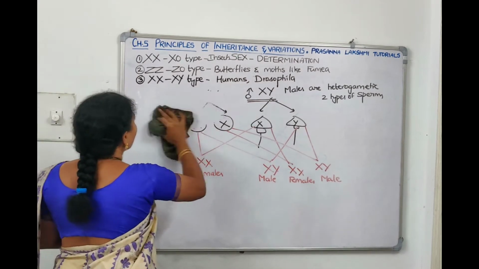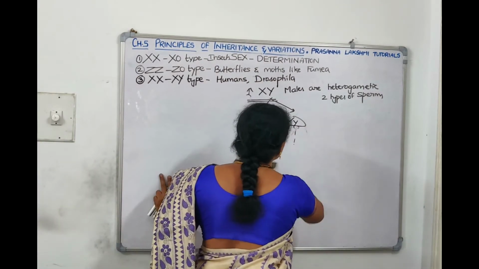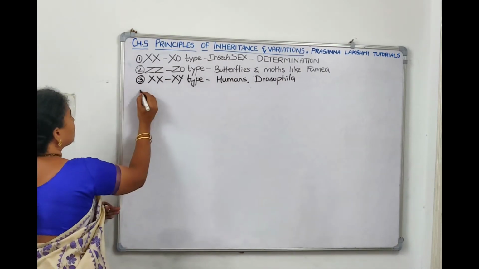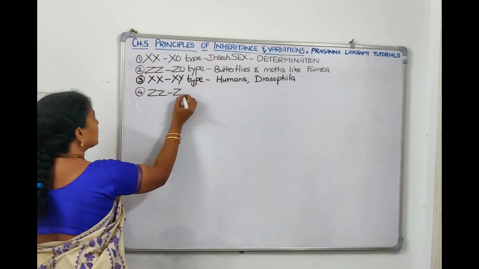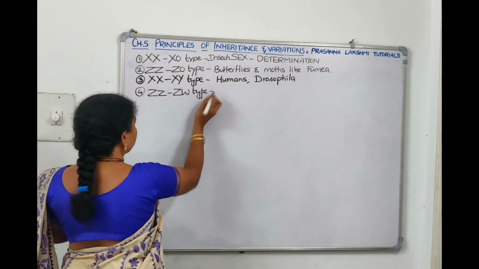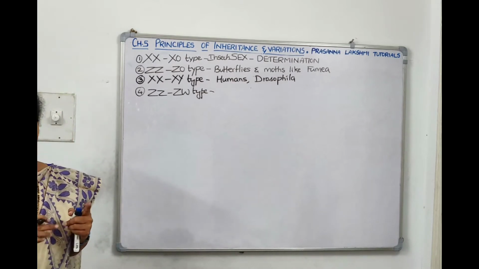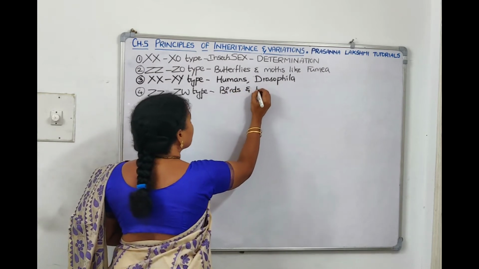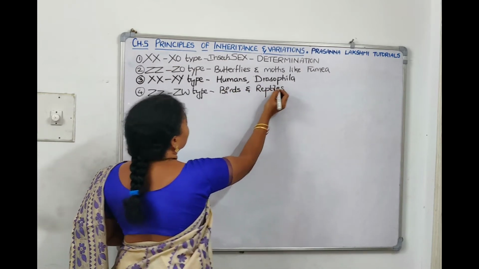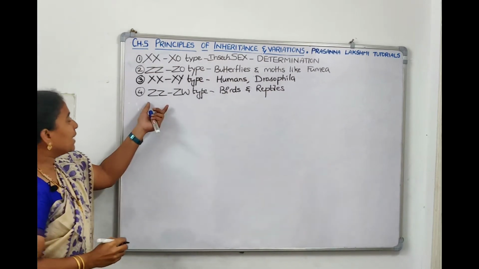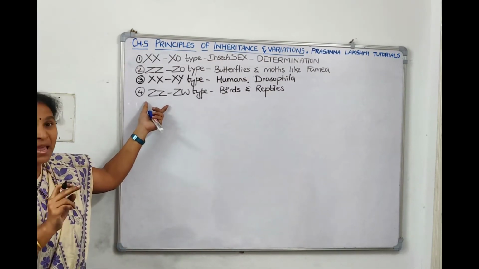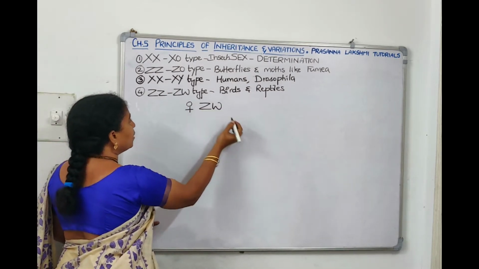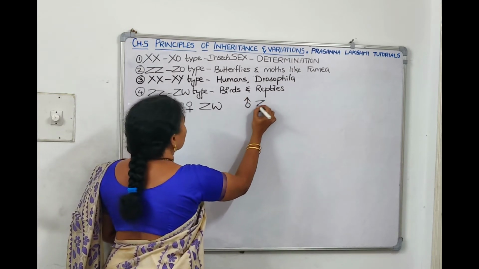The fourth type of sex determination is ZZ and ZW type of sex determination. This sex determination is seen in birds like chicks and reptiles. Here ZZ is the condition going with male and ZW with female. So the female bears the allosomes called ZW and the males bear the chromosomes called ZZ.